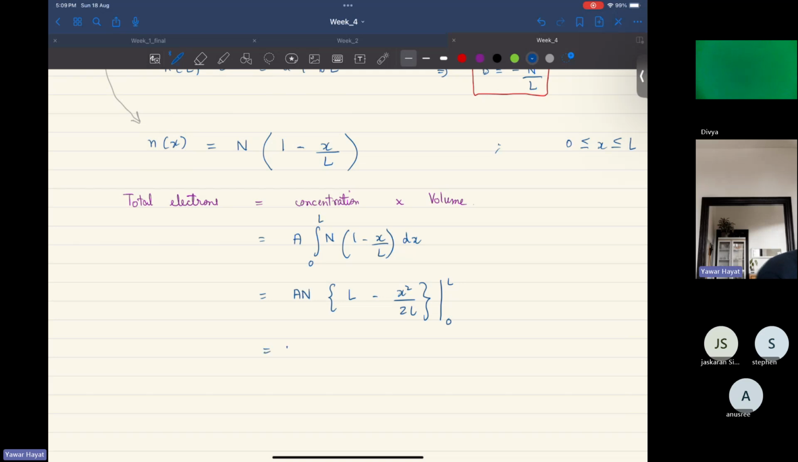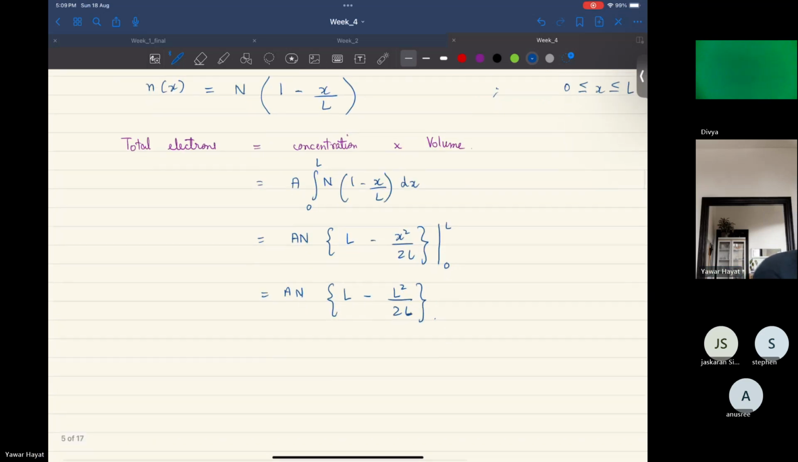This would be A n times L minus L squared by 2L, right? So your total electrons would be equal to A L n by 2.